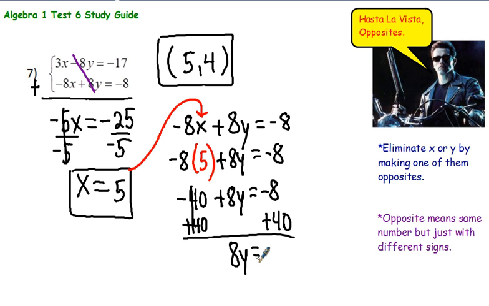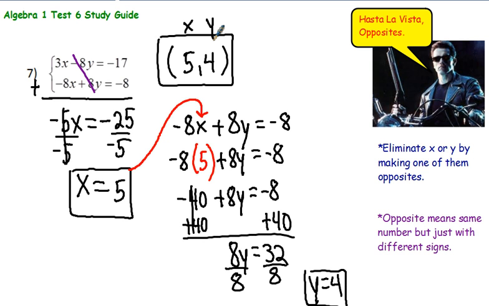8y equals, let's see, what do I have more of? I've got more positives. And then to figure out how many more positives than negatives, I'd have to subtract. So 40 minus 8 would be 32. And we're going to divide both sides by 8. So we get y is equal to 4. So for our final answer, x first as always, we would have 5 for your x and 4 for your y.